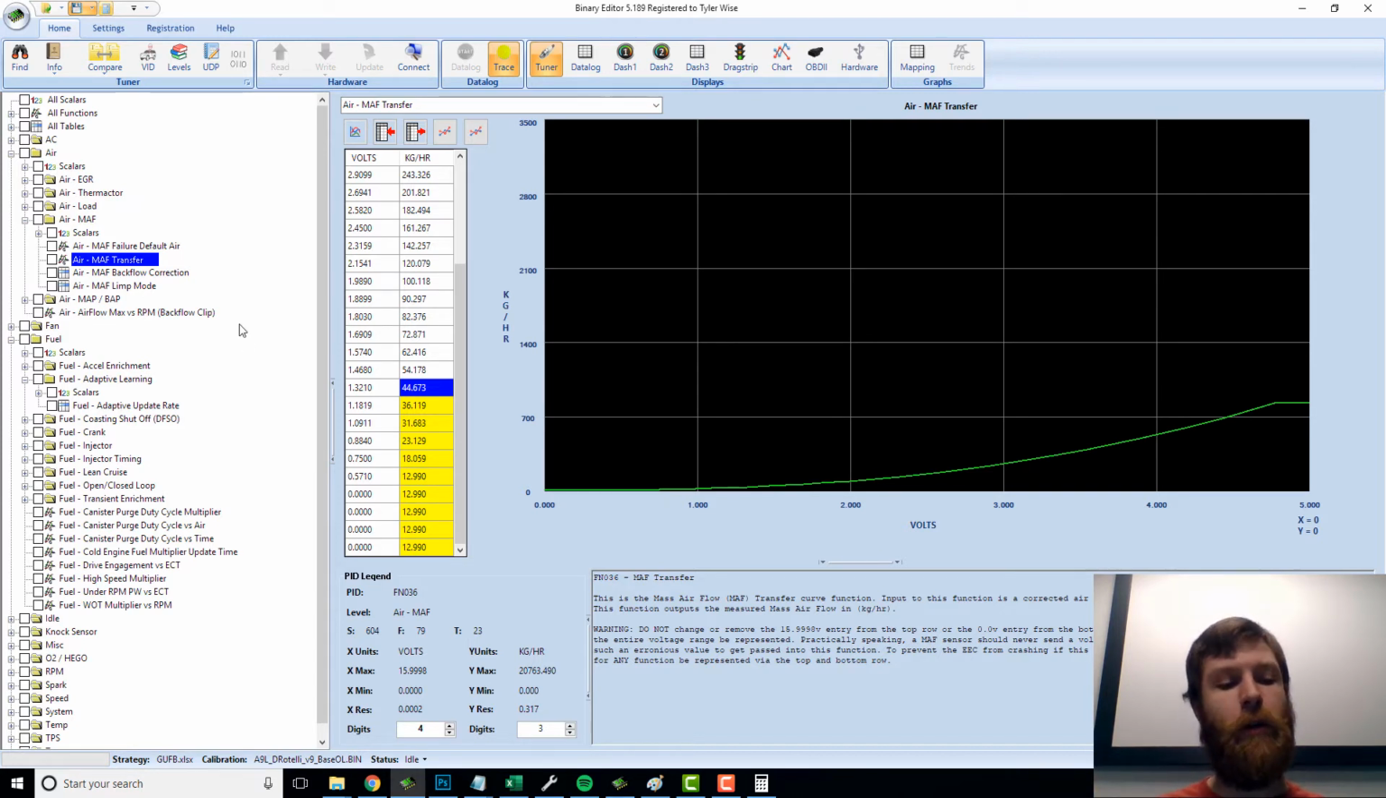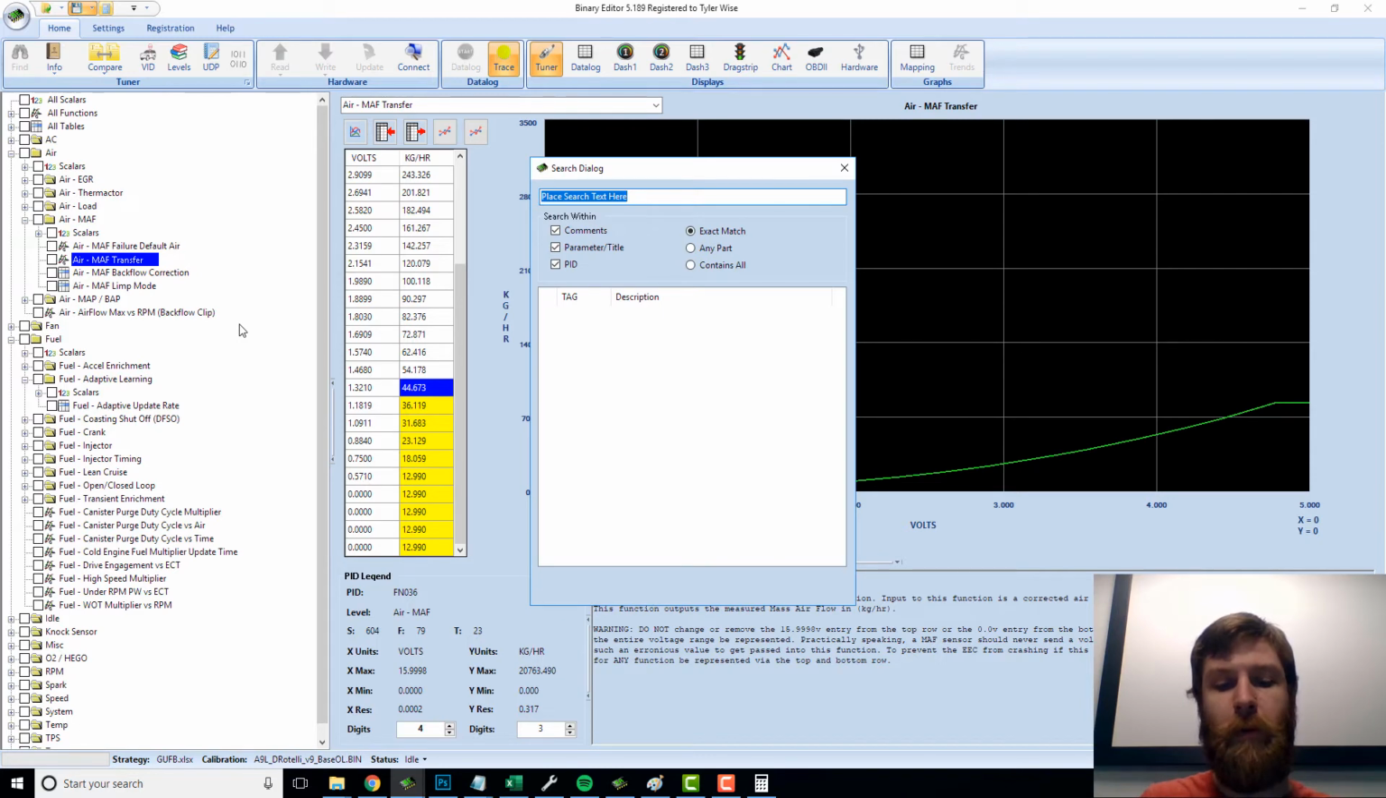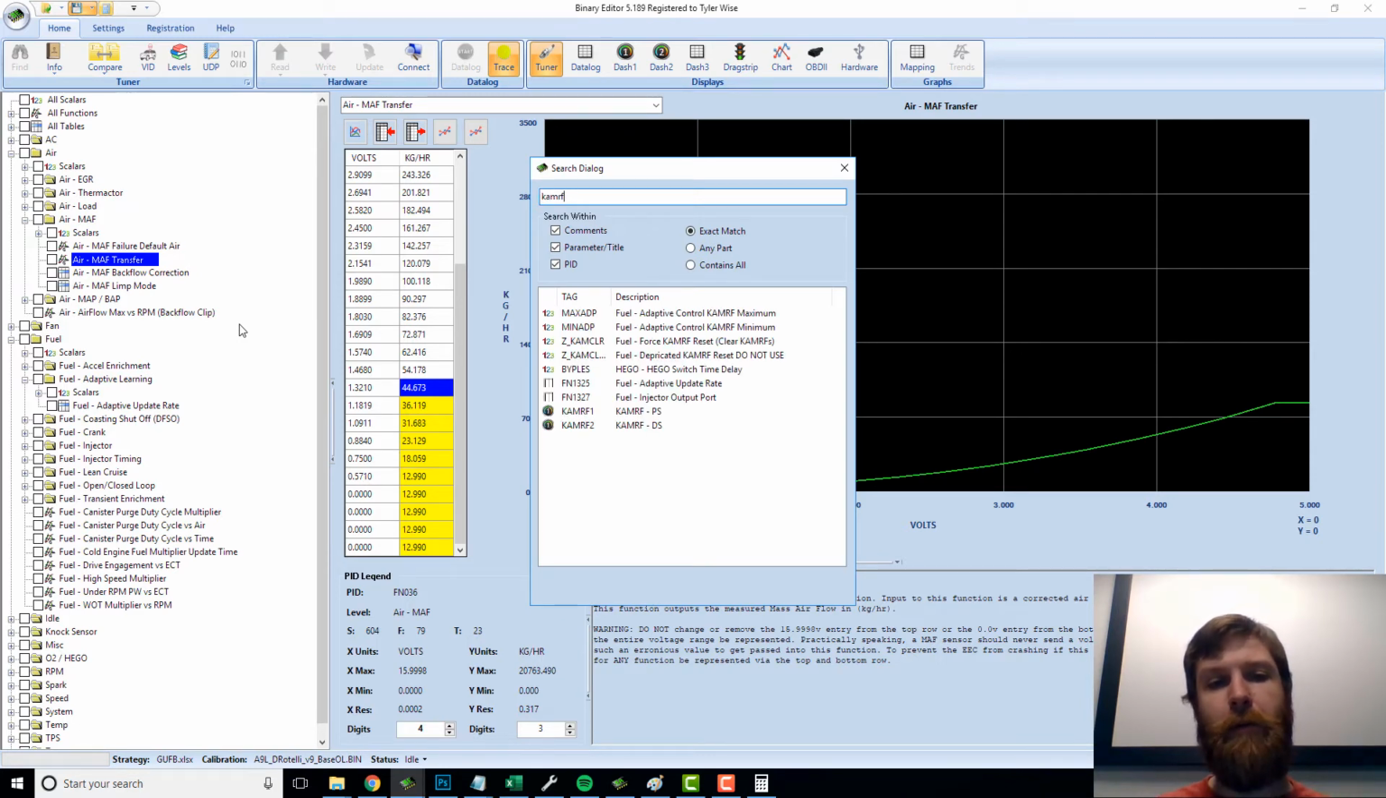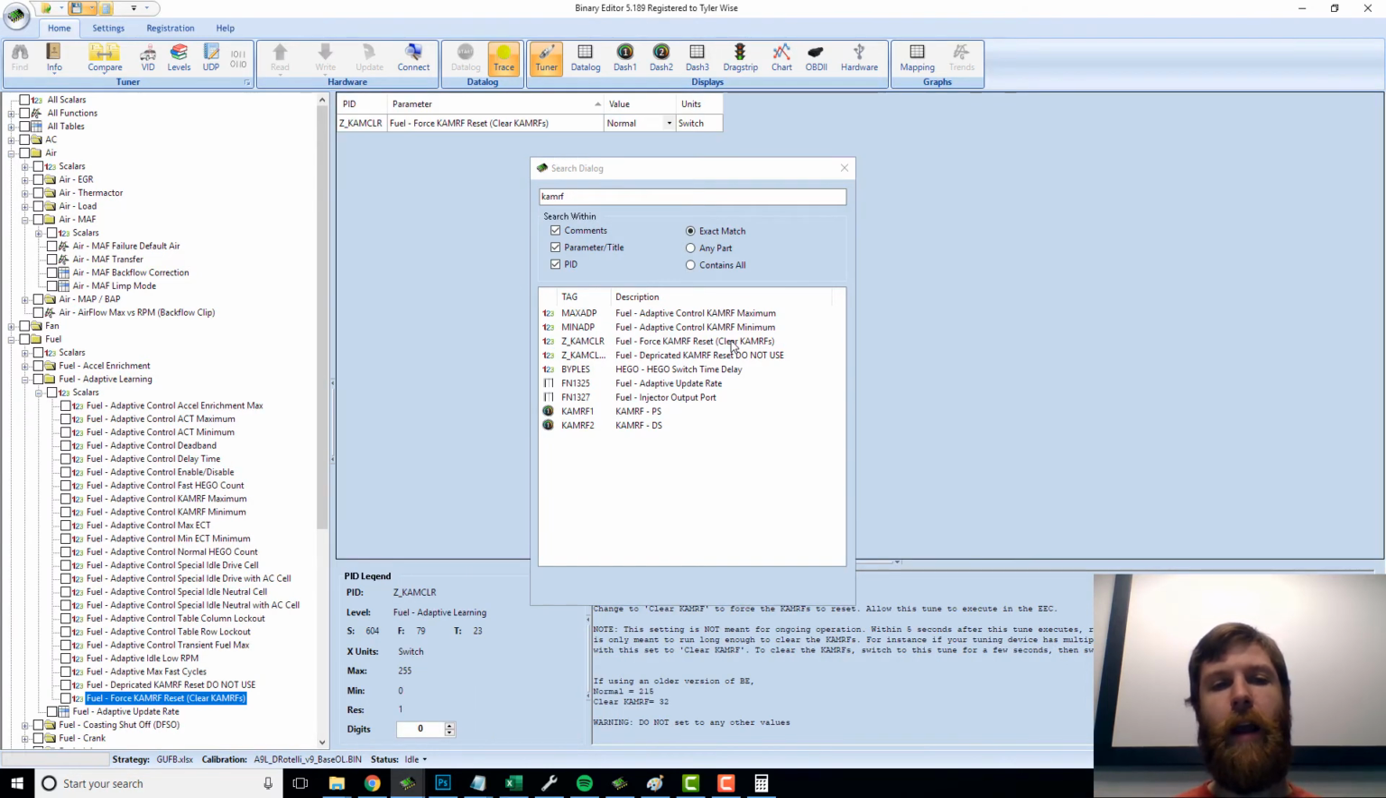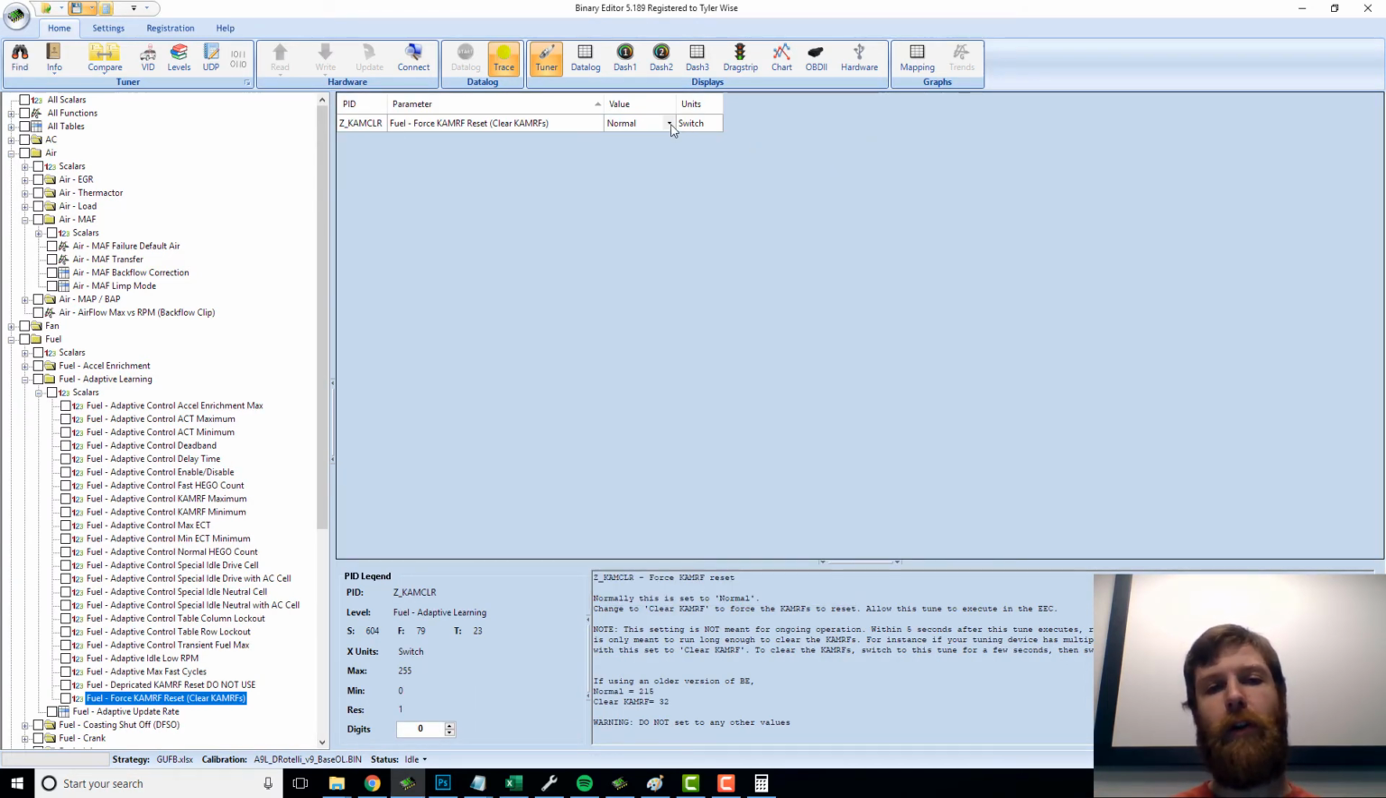So what you need to do here is if you hit Control F, pull up your find, type in KAMRF, and you'll find this thing called KAMRF Reset Clear KAMRFs. And there's two of them here that you'll notice. This one says do not use, don't use it. You need to go to this one. So what you'll do is you load the old tune, start your data log, and start the car.